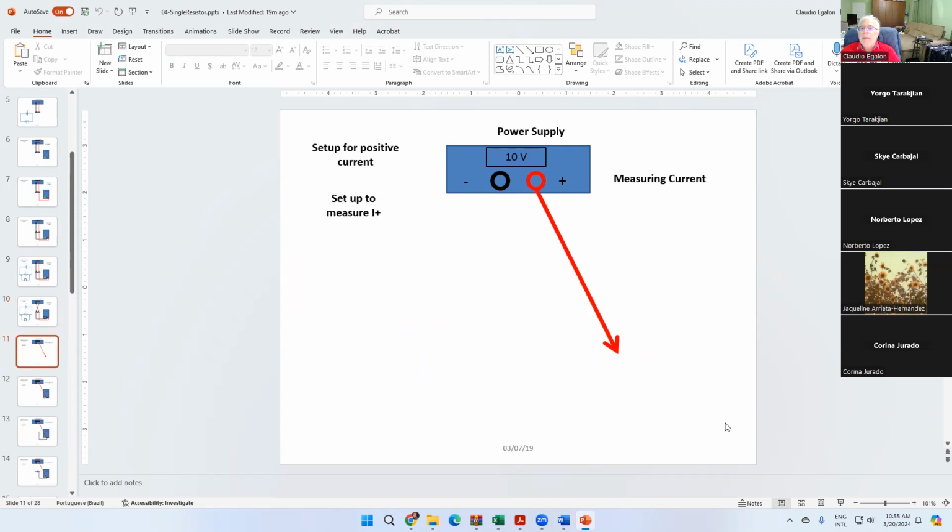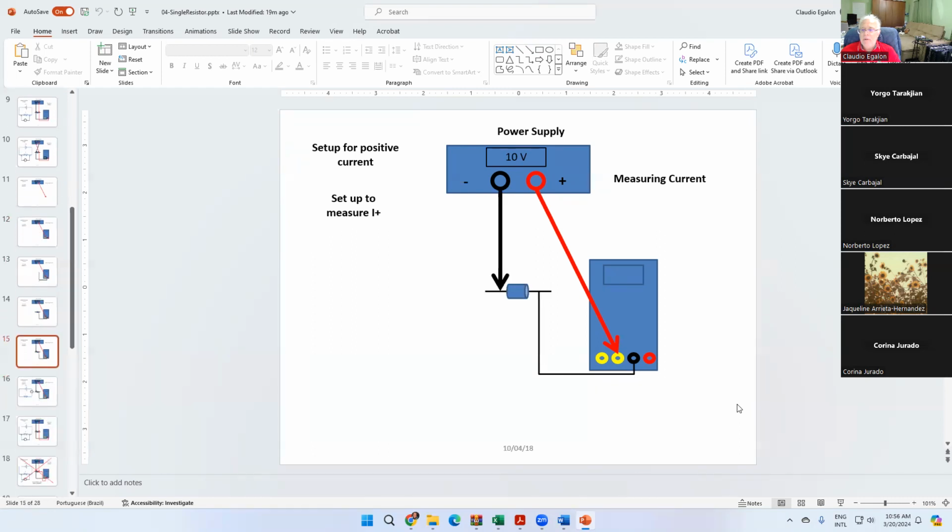Get the red cable, and now since we're measuring a current, we have to use our multimeter as an ammeter. We use one of those yellow leads that we have there in the multimeter. The multimeter must be connected in series. That's why we have to take apart the equipment. Red to yellow, black to the resistor. The resistor closes the circuit, and now this device will measure current.